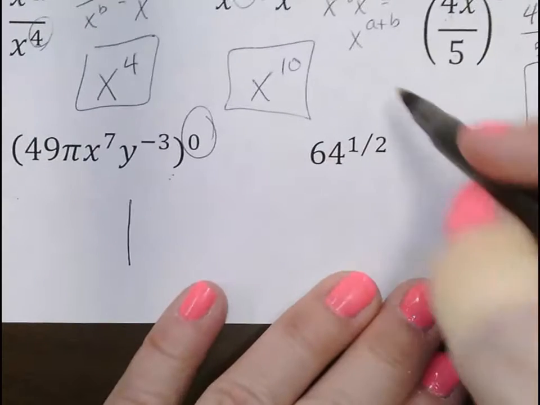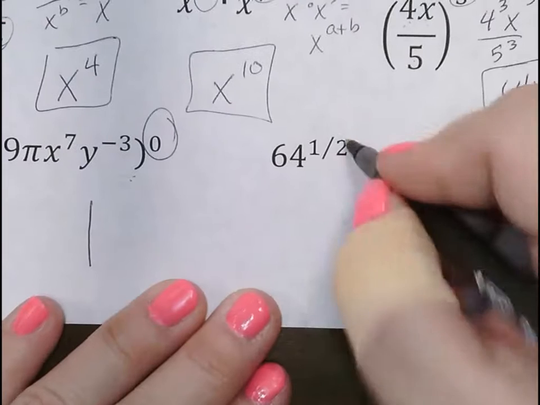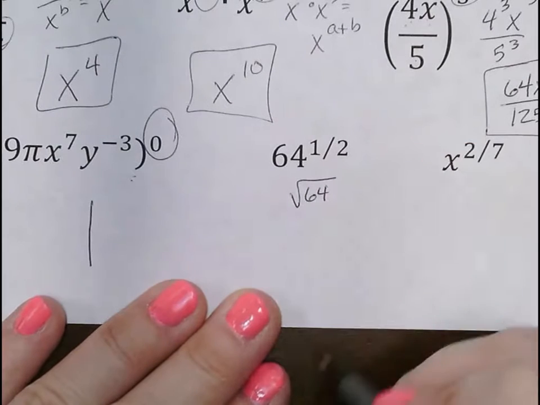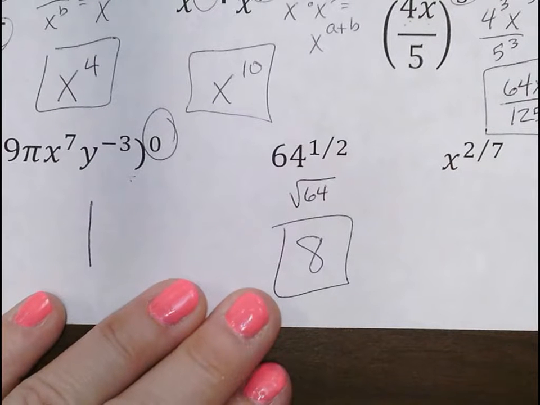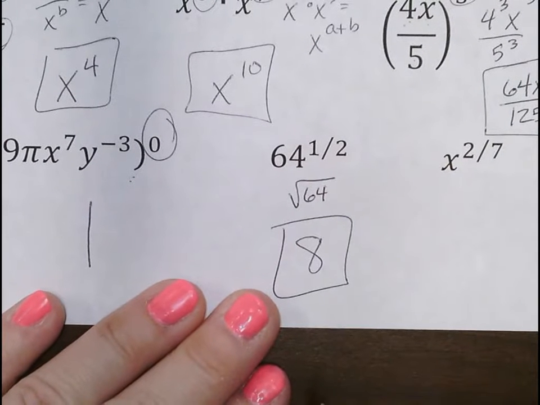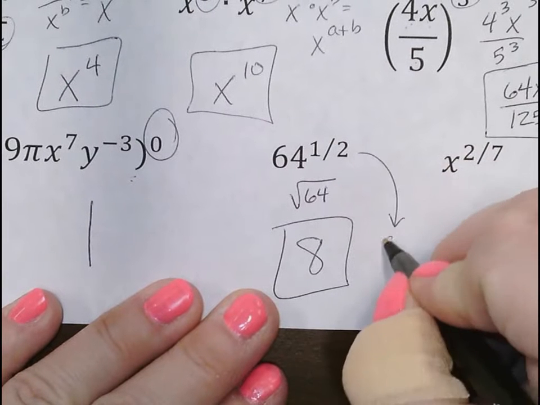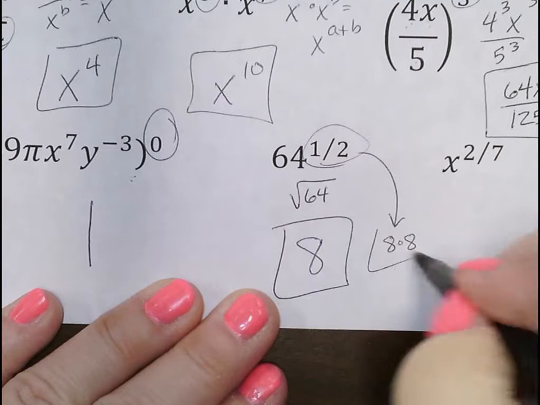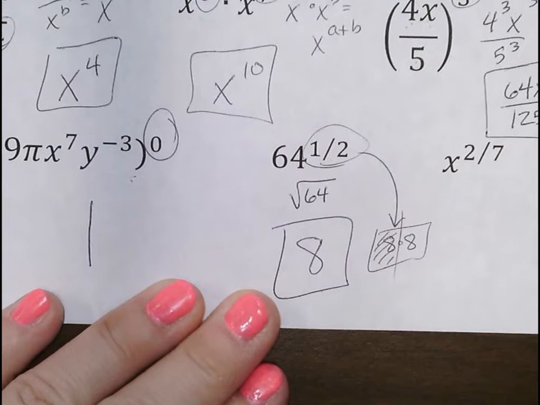Next. 1/2 power basically means square root. So when we take something to the 1/2 power, that means we need the square root of the number. The square root of 64 is 8. If it's easier to think of as breaking this down into the factors, you could think of 64 as being 8 times 8, and we need half of those factors. Half of the factors would be 8.